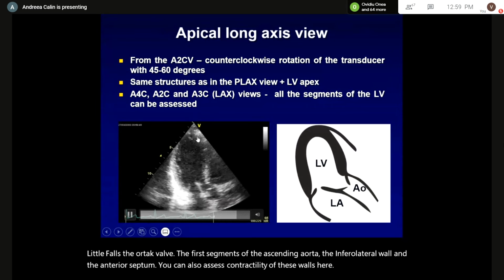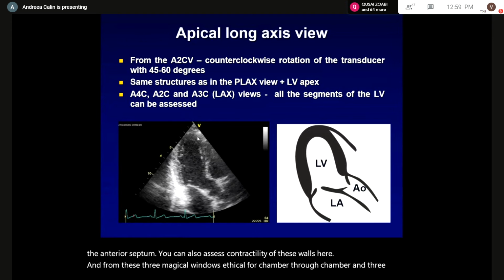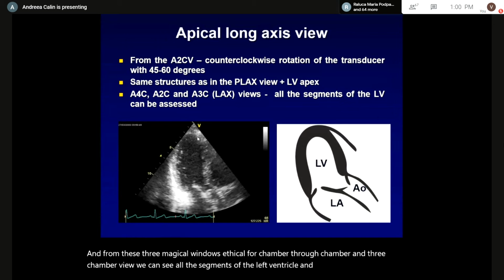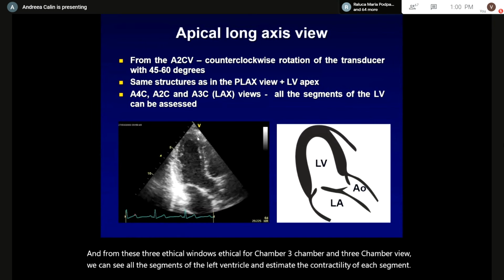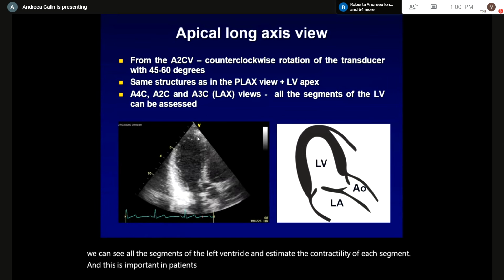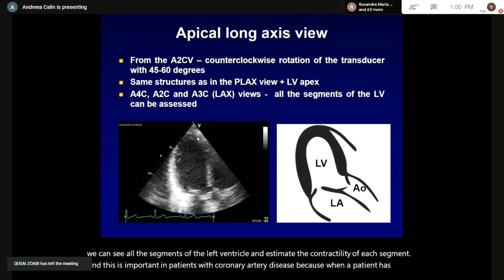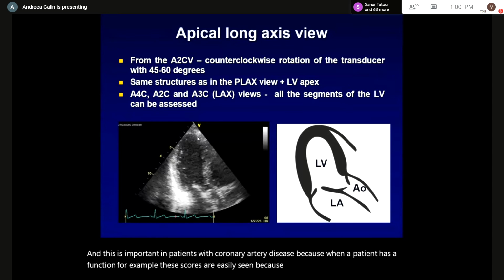And from these 3 apical windows, apical 4-chamber, 2-chamber, and 3-chamber view, you can see all the segments of the left ventricle and estimate the contractility of each segment. And this is important in patients with coronary artery disease, because when a patient has an infarction, for example, these scars are easily seen because those segments are not thickening in systole.